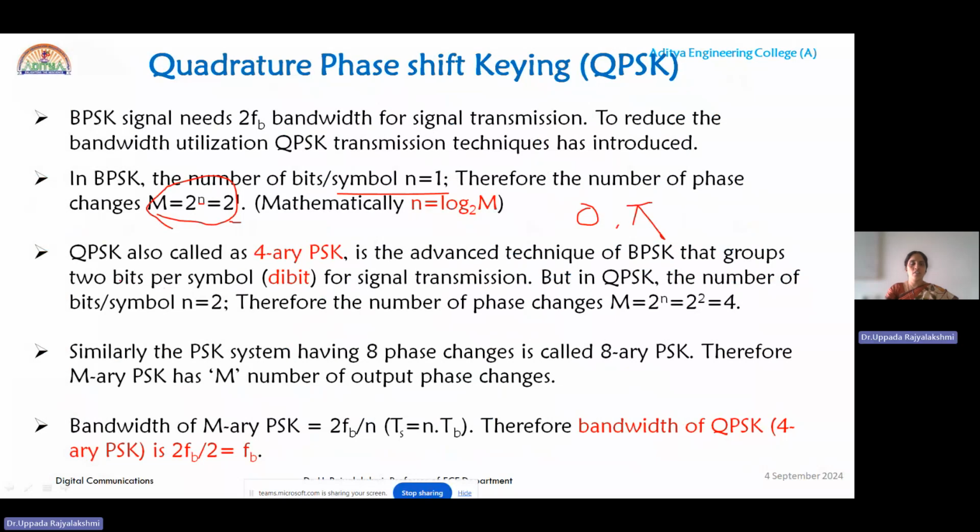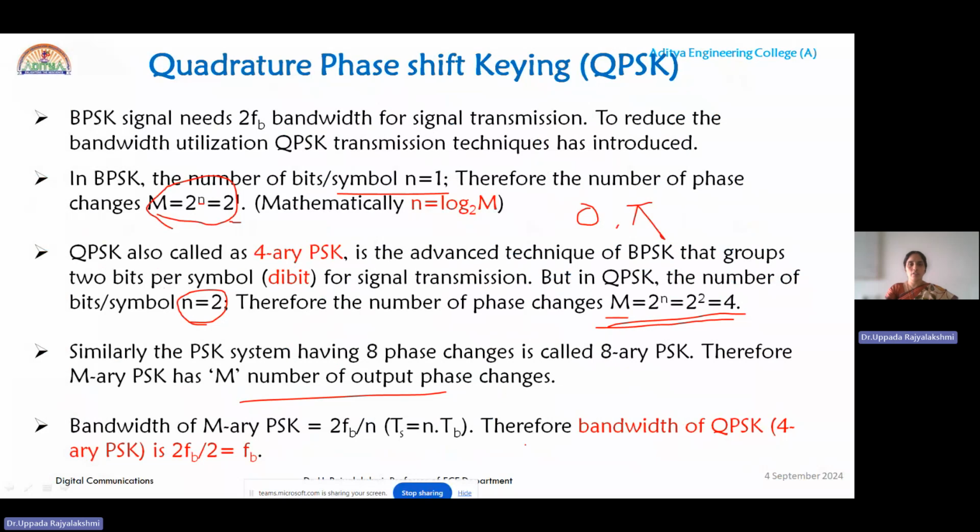Coming to quadrature phase shift keying, here we will group two bits per symbol. So because n is 2, the number of phase changes will be 4, which is represented by a capital letter M. That's why quadrature PSK, which is also called 4-ary PSK, has 4 phase changes. Similarly, in 8-ary PSK there are 8 phase changes, and in M-ary PSK, M phase changes.